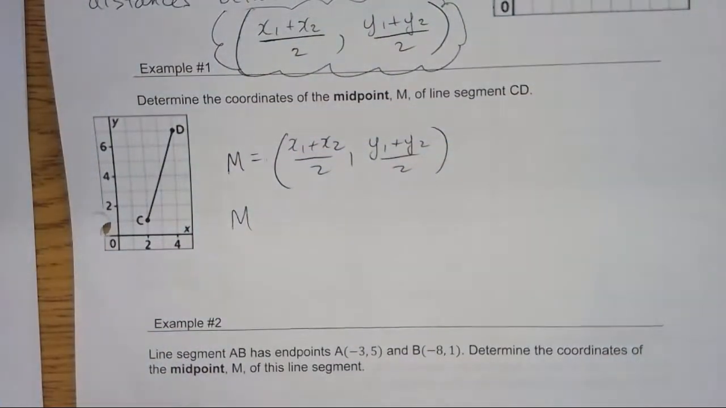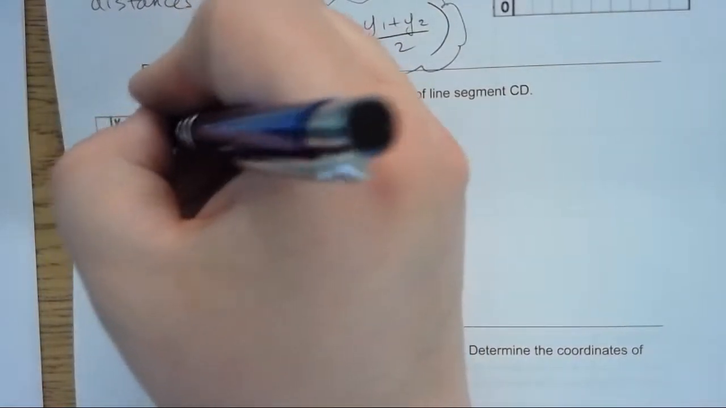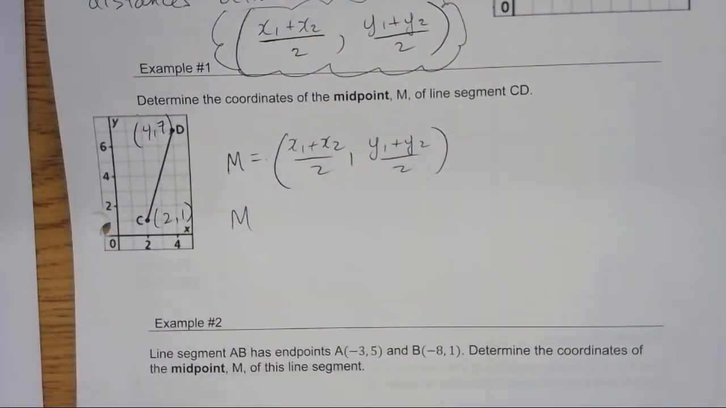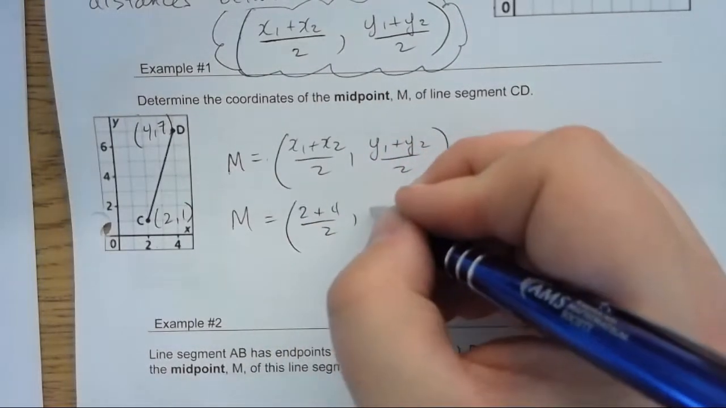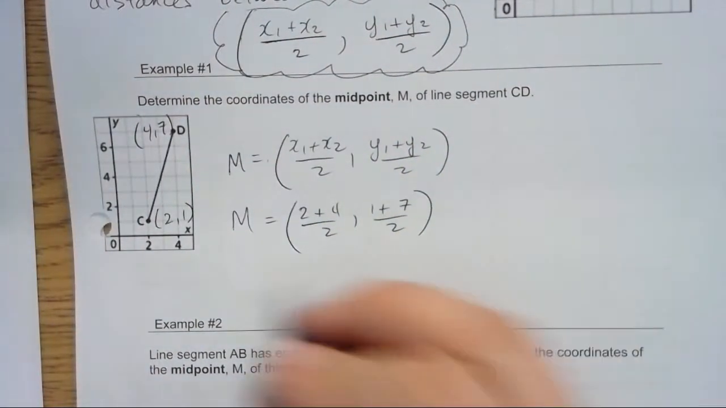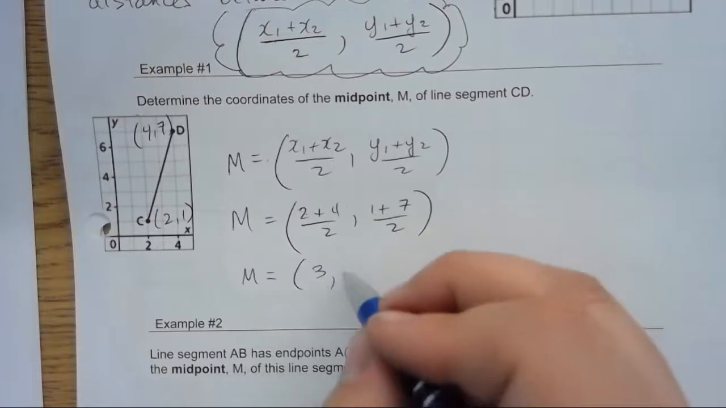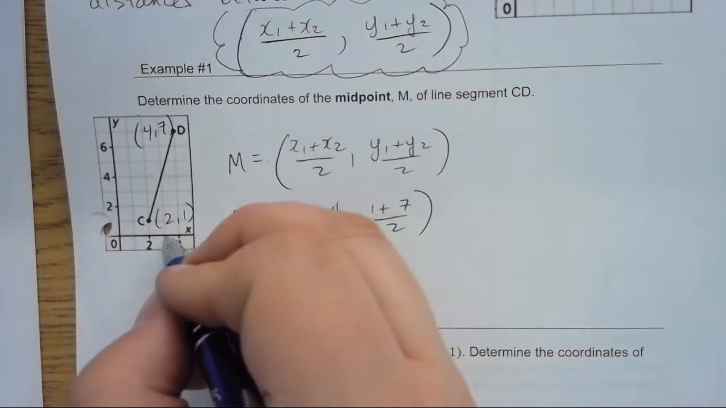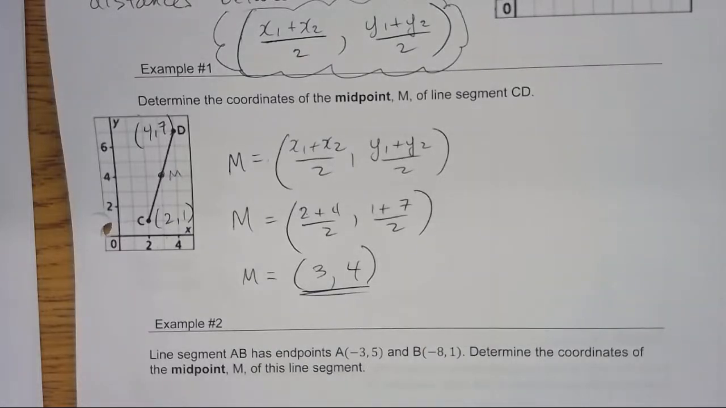So let's see. We need the coordinates then. So C has coordinates 2, 1, and D has coordinates 4, 7. Once again, does it matter which one I call x1 and x2? No, because I'm adding them. You can add two things in any order you want. You get the same answer. So I have 2 plus 4 and 1 plus 7. Finish that up. You get 6 over 2, which is 3, 8 over 2, which is 4, and there it is. Let's see if that looks right. The midpoint should be 3, 4. 3 over, 4 up. Yeah, that looks pretty good. That is the midpoint of that line.